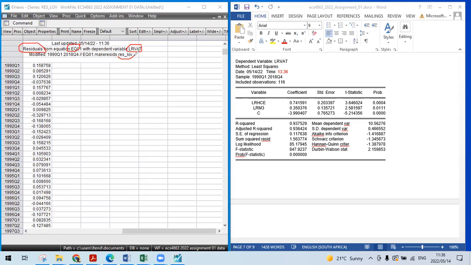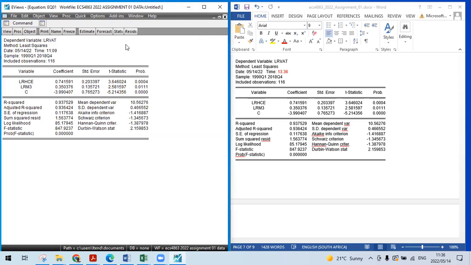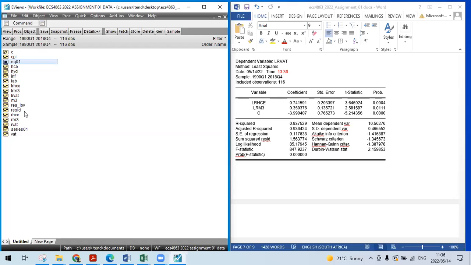You need to first click on the equation, open it, and process. What are you processing? You want to make the residual series, right? Now if we go back to our EViews, let me close these ones. You can see that I have that residual, Res LOV. I'm now having Res LOV.